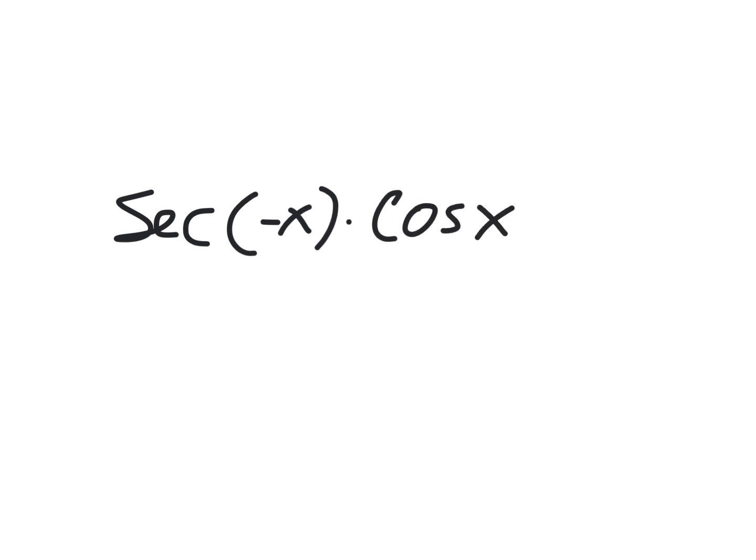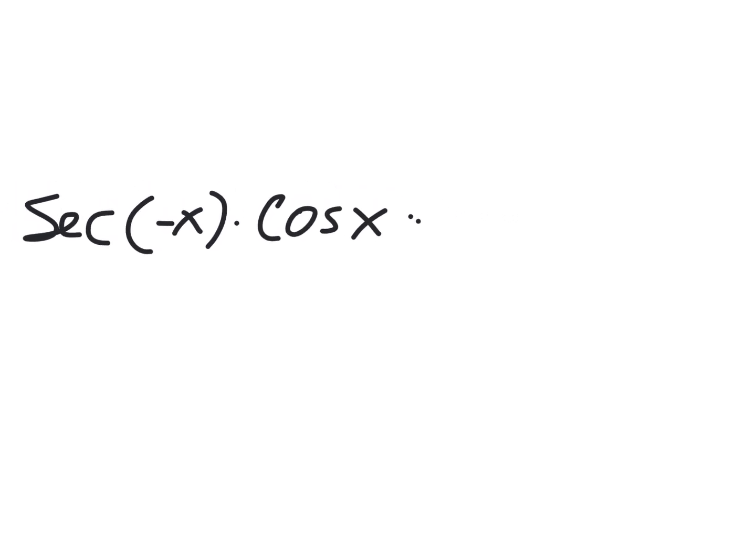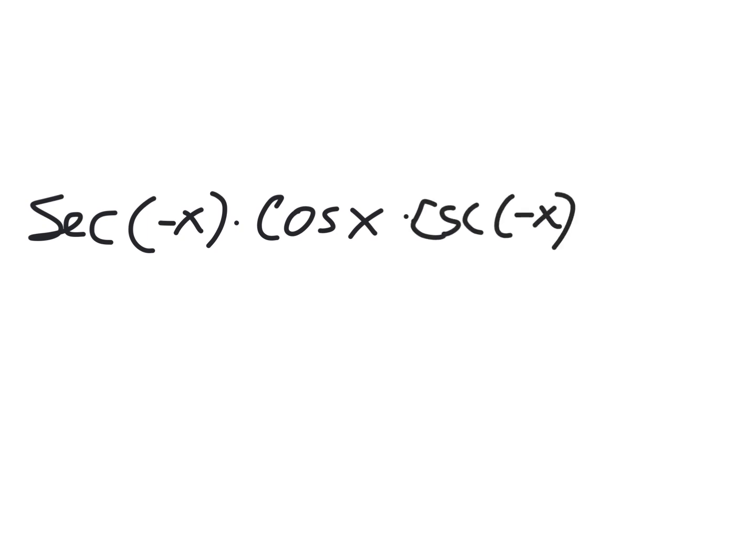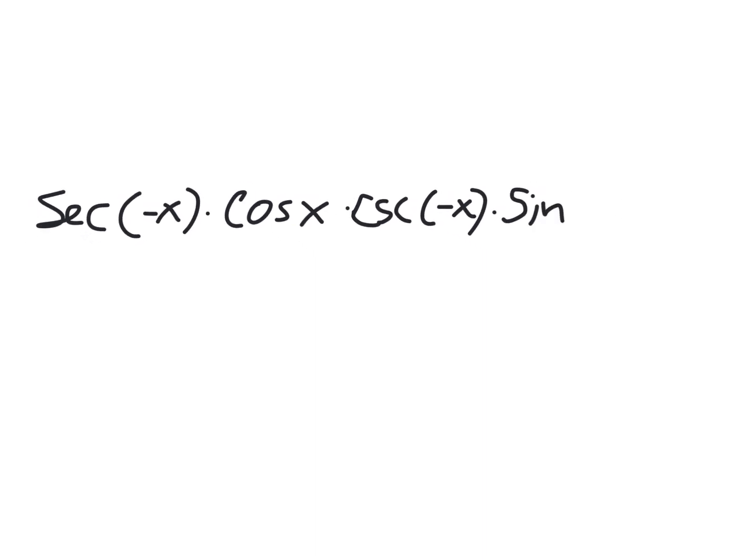All right. So we've done some more practice. The ones that haven't come up that much are this kind. So let's do one of these. Secant of negative x times cosine of x times cosecant of negative x times sine of x. That kind of question is for sure on there.